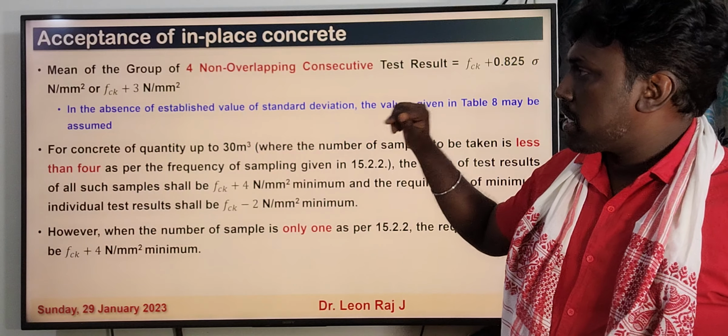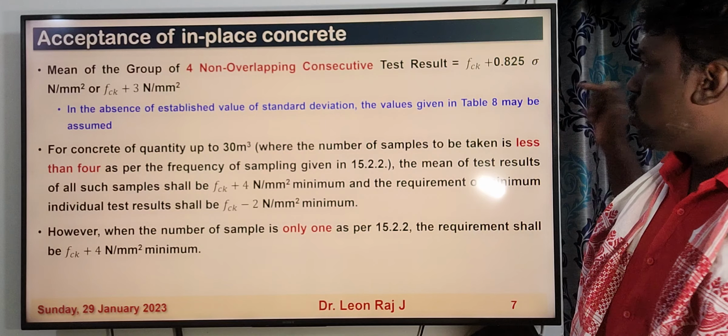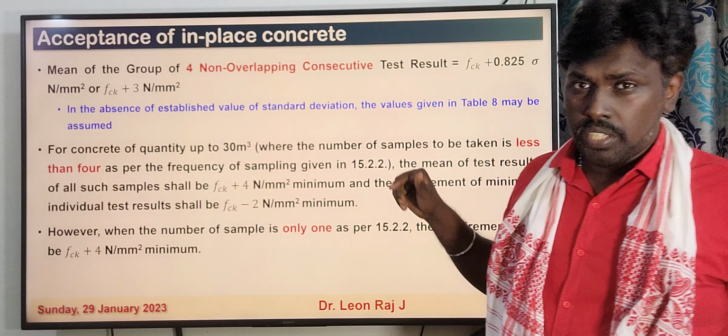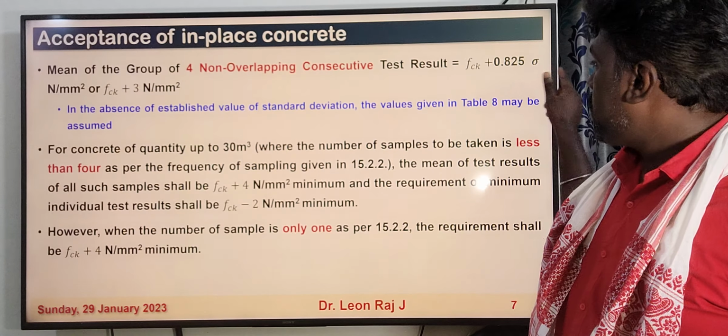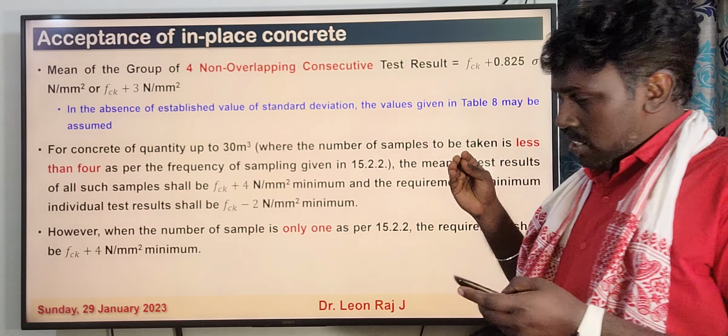Acceptance of in-place concrete: the mean of the group of 4 non-overlapping consecutive test results is equal to fck plus 0.825 sigma or fck plus 3 Newton per mm square, whichever is greater. In the absence of an established value of standard deviation, the assumed standard deviation values given in Table 8 are acceptable.